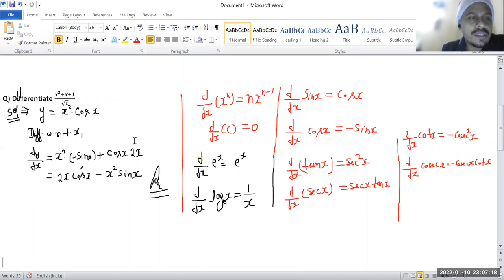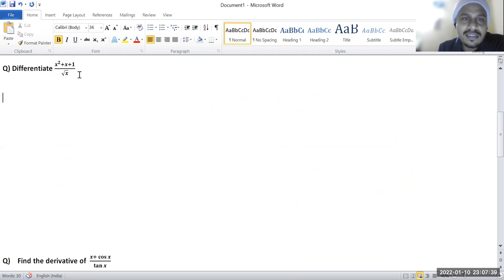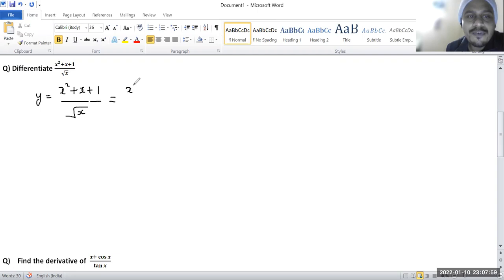The next question is, see here, differentiate this. What do you see here? Is this the quotient rule? If you apply the quotient rule, you can also solve it. But I'm going to solve it without using the quotient rule. So how? Anyone? Now I'll solve it, just see on the board. Take y equals x square plus x plus 1 upon under root x. You know, in a fraction, we have to write it down like this.